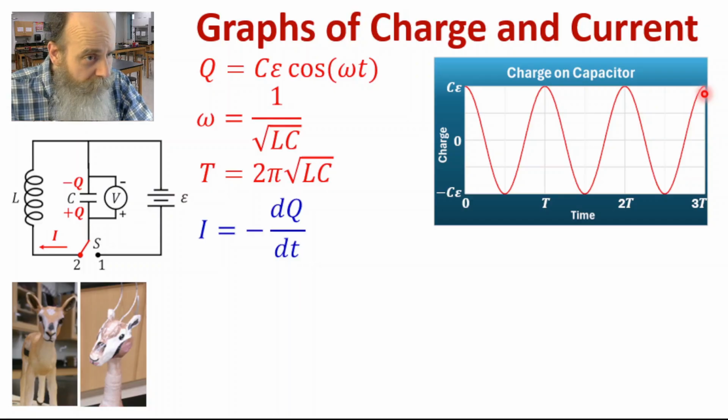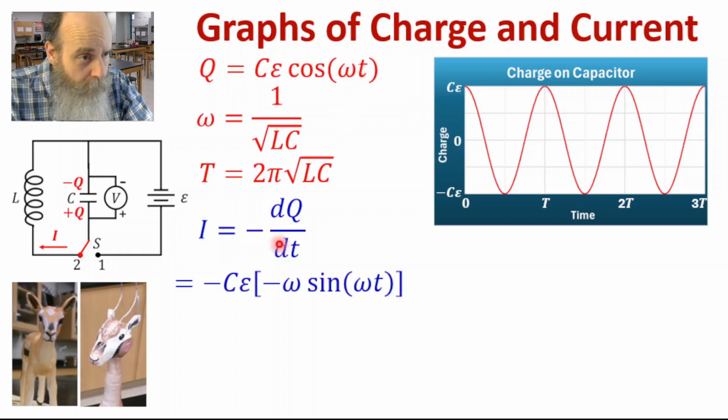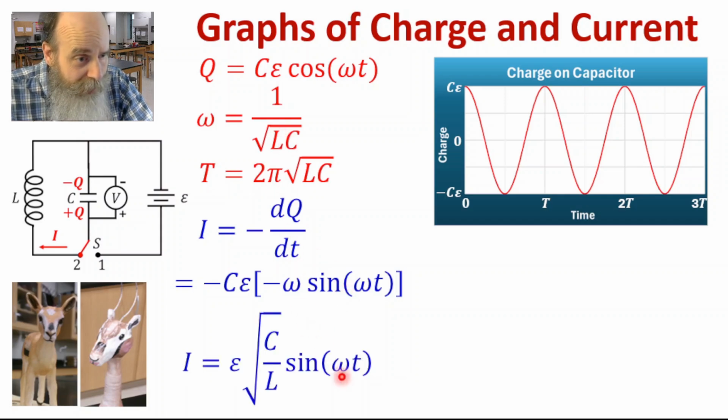The current is negative dq by dt. So let's differentiate our Q to find the current. We have the factor CE in front, a constant. Derivative of cosine is negative sine, so we have the negative and then the sine. And when we differentiate cosine omega t, we get a factor omega coming in front. So we get this. And putting in what omega is, 1 over square root LC, we get this in the end.